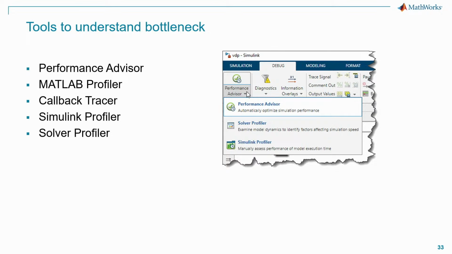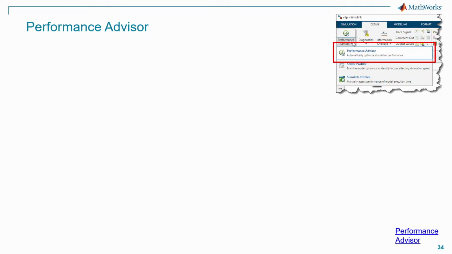So in Simulink, we've got quite a few tools to do this, and we're going to cover 5 of them today. So first, let's start with the Performance Advisor. The Performance Advisor is a great place to start for the beginning of any performance investigation into a model. You can quickly access it from the Debug tab in the Simulink tool strip.